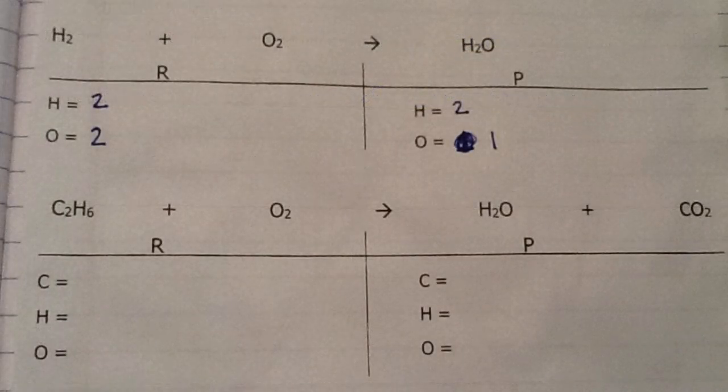For example, if I look at our first equation here, H2 plus O2 yields H2O, and I count up the number of atoms of hydrogen and oxygen on the reactant side, 2 hydrogen and 2 oxygen, and I count up the number of atoms on the product side, 2 hydrogen and 1 oxygen, I can see that the oxygen atoms have changed from 2 to 1. This equation is unbalanced and breaks the law of conservation.